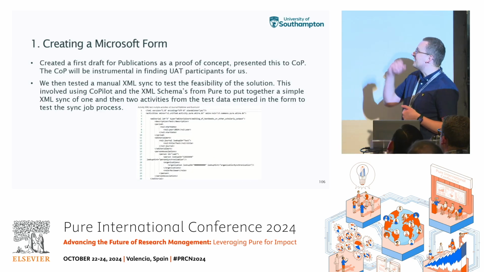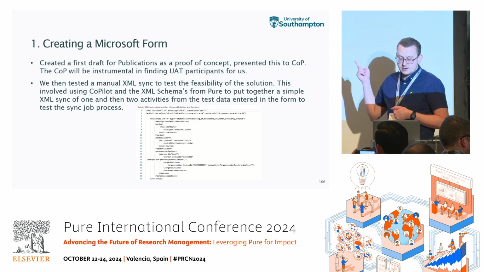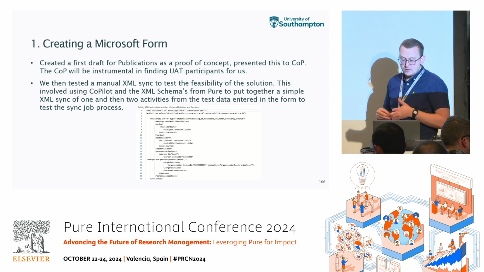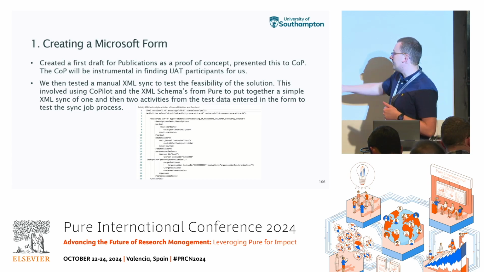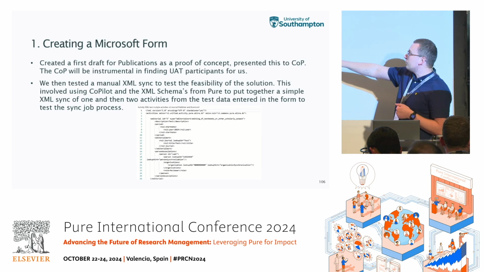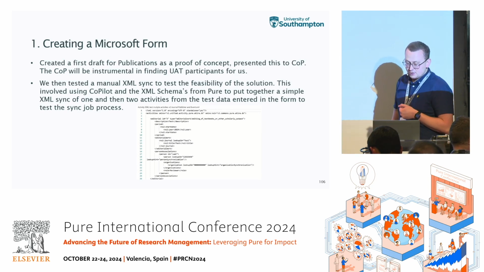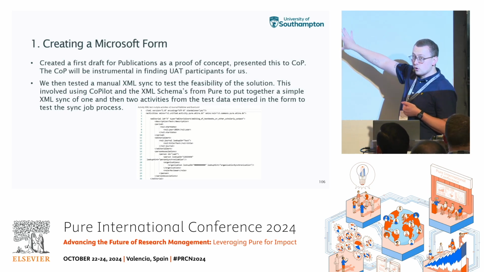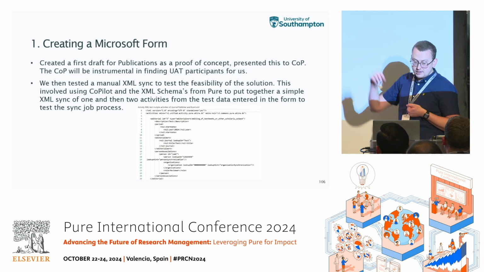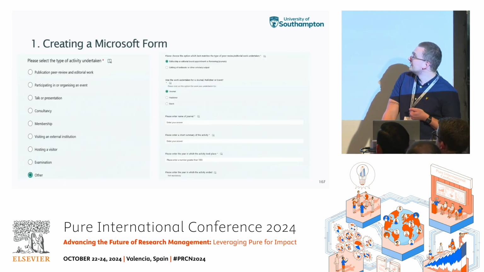We created the first draft, showed it to the community of practice, and they're going to be really instrumental for us in finding UAT participants. Then we created a really quick manual XML sync, so you can see an example here. We use Copilot, so a big shout out for AI. We used Copilot to help us take the Excel outputs from the form and create the XML schema so we could sync that in. And then there's just an example of how the form looks.